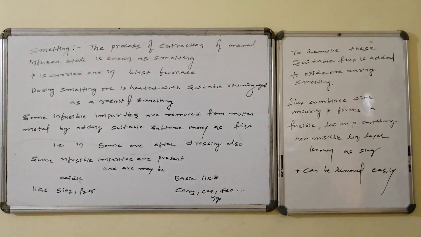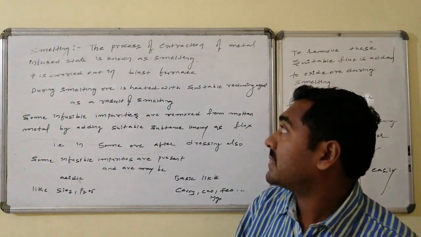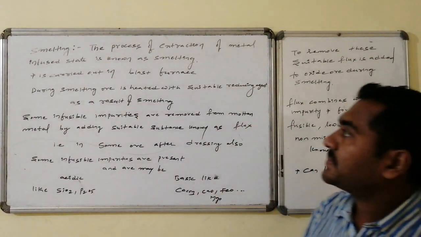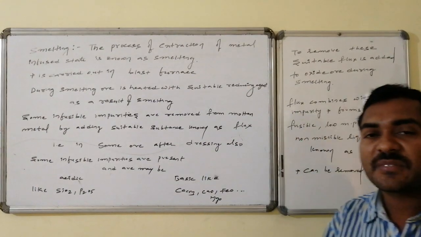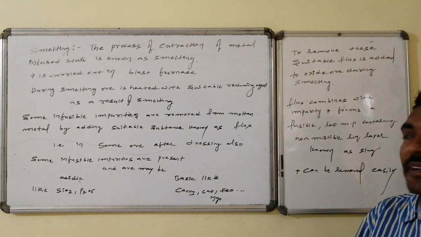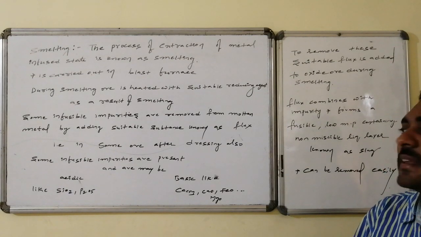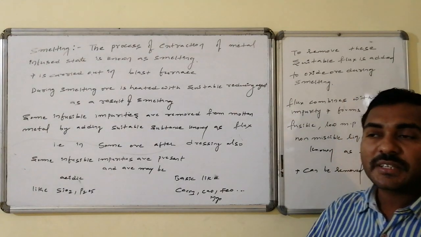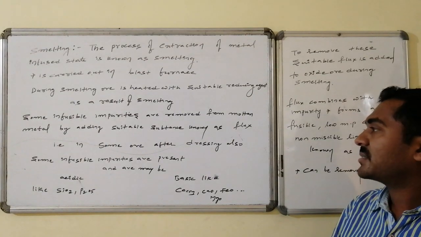In reduction, the first process is the smelting process. Smelting is the process of extraction of metal in the fused state. It is carried out in the blast furnace, where it requires high temperature. During smelting, the ore is heated with a suitable reducing agent. As a result, some infusible impurities present in the ore are removed from the molten metal by adding a suitable substance known as flux.